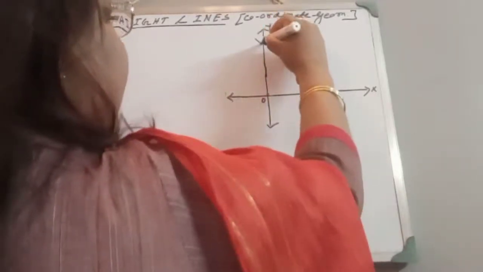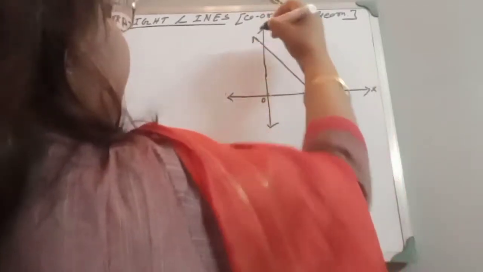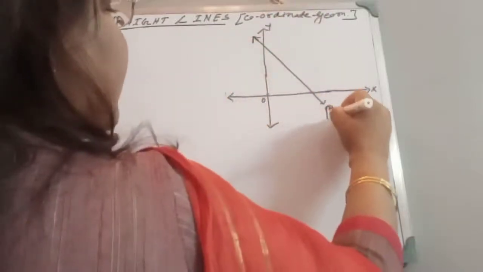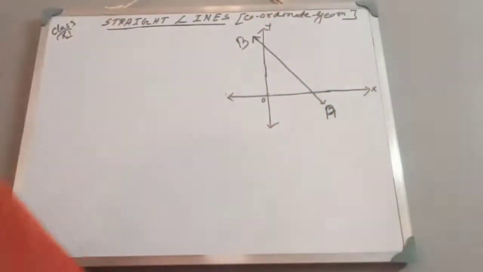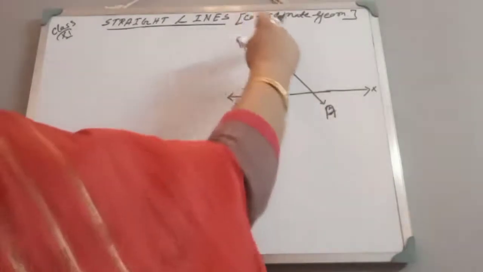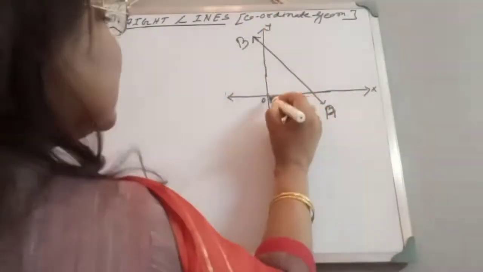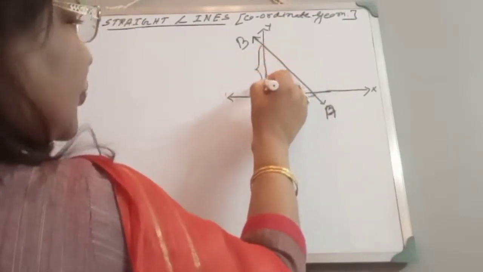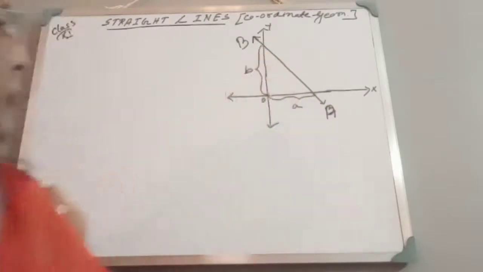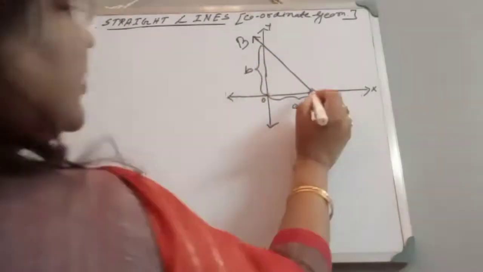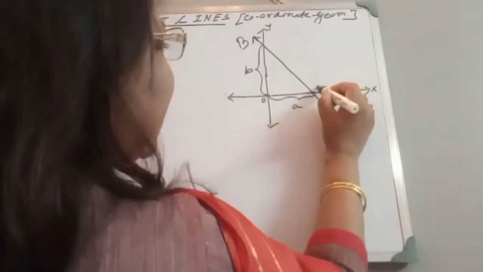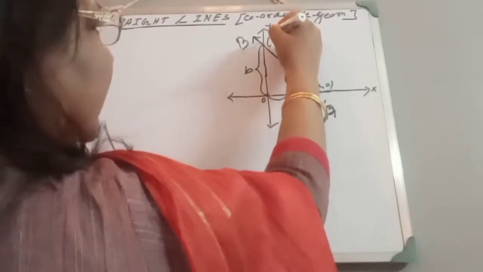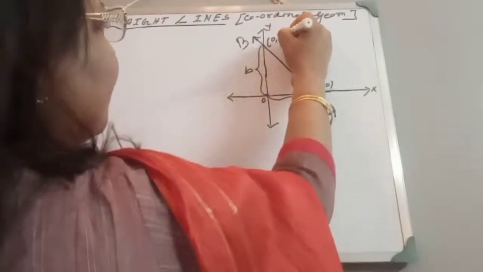Okay. Let us take a straight line AB, or we can write here A and this is B. A straight line AB intercepts the x-axis at A units, and intercepts the y-axis at B units. Then what is the coordinate of this point? The coordinate of this point will be (A, 0). And what is the coordinate of this point? The point of intersection on the y-axis will be (0, B).